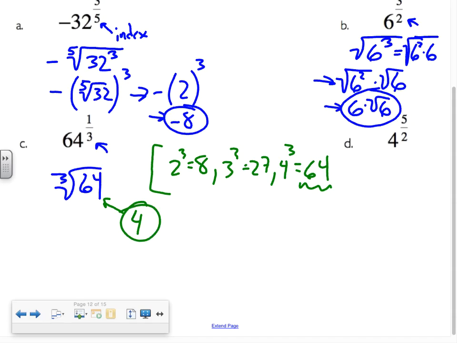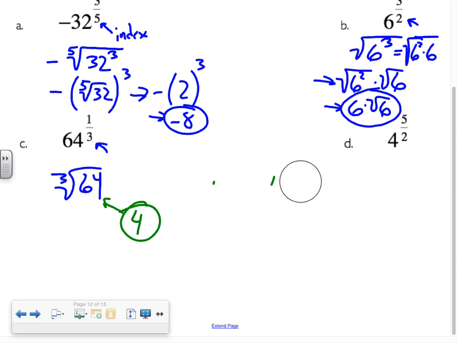Four raised to the 5/2 power. I can rewrite this. This is my index, so that's just an old-fashioned square root. So I've got the square root of 4 to the 5th power. There are a couple different ways to think about this problem. You could take 4 to the 5th power and get some ginormous number and then try to find perfect squares that go into it. Or you could get a little bit more tricky.